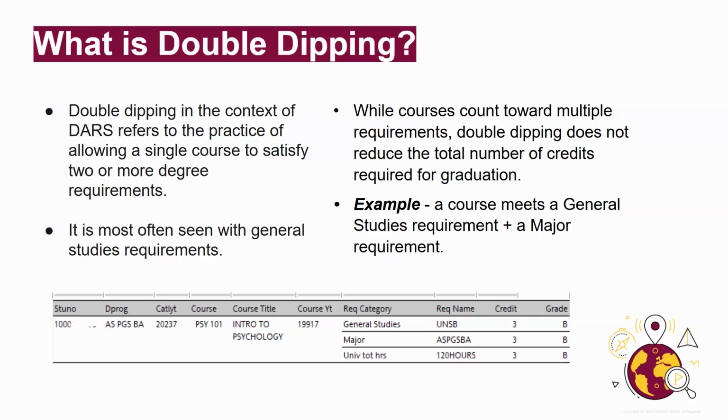The most common example I think you'll see is a course that meets a general studies requirement and a major requirement. And in the example here, you can see Psych 101, where the student is meeting the general studies and major. They're also meeting the university total hours. Now, requirements like university total hours or upper division 45 are generally not considered double dipping. These represent cumulative credit or hour-based thresholds rather than specific course-based requirements.